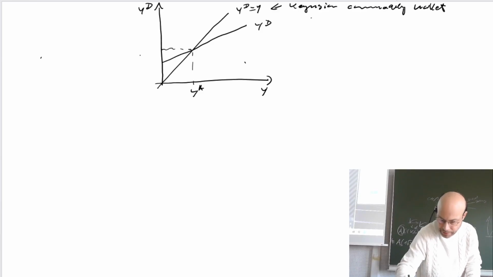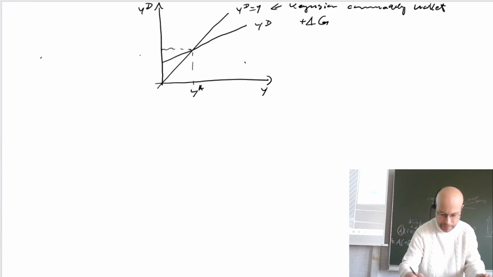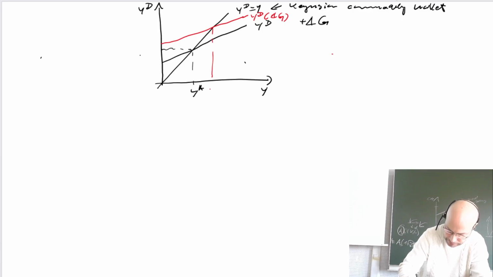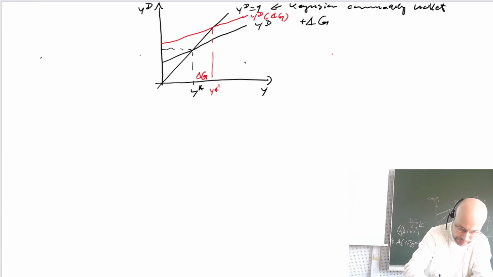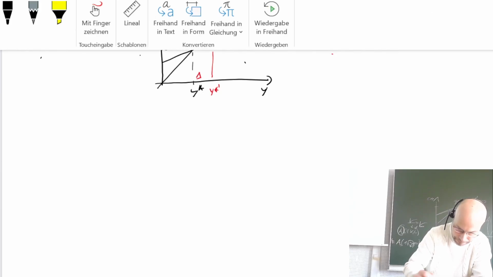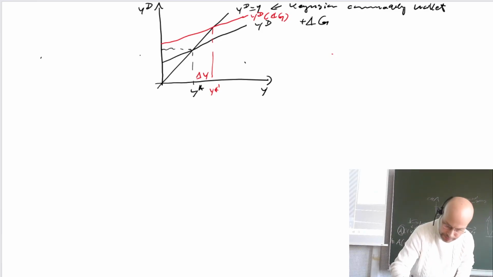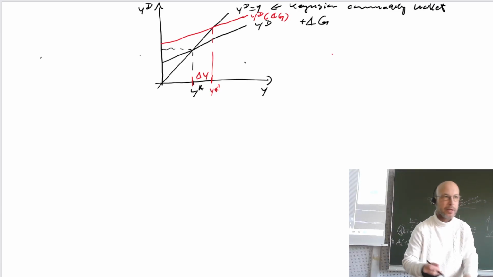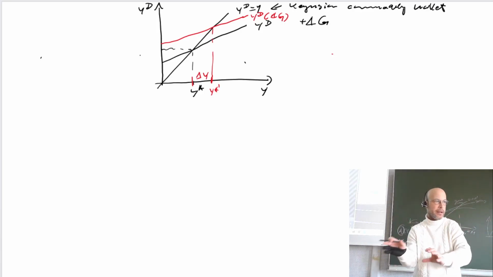So, and what happens there if we make fiscal policy plus delta G? This meant that we have an upward shift of YD and then the impact delta Y, sorry, then this distance here would be the impact of fiscal policy within the commodity market model. And why is this larger than in the ISLM model when we add the money market and flexible interest rates?